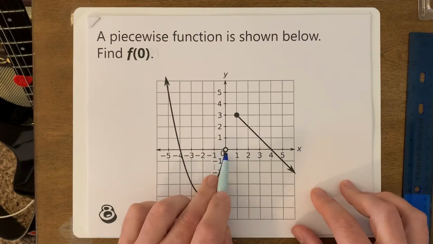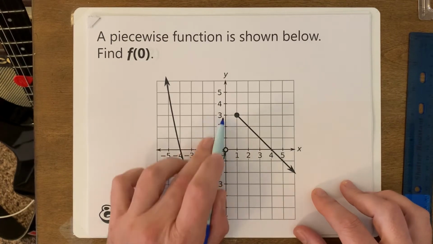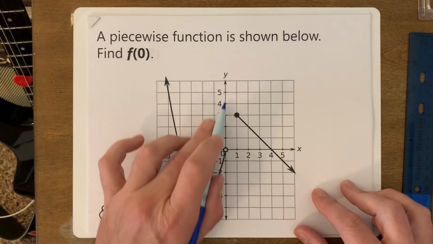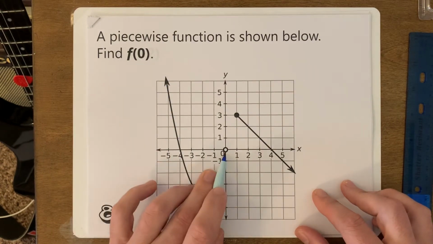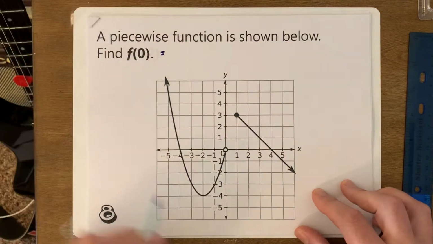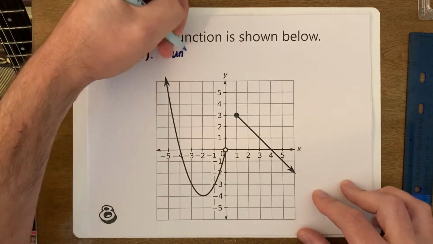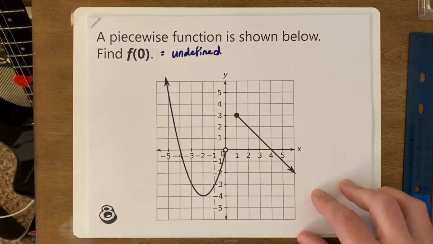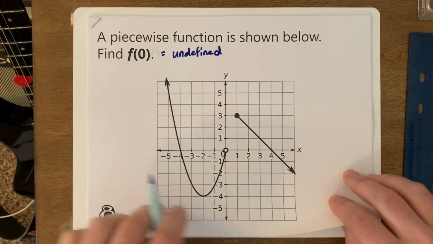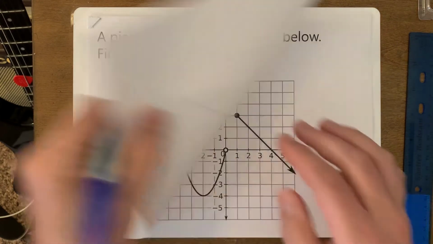F of 0. So here's f of 0, and we have an open circle. We have no closed circle right there. There's nothing other than the open circle. So the graph comes all the way up to here and then stops right before it gets to 0. Since there is no closed circle here, we're going to write undefined for that one. There is no value of f of 0. You can't even report it.